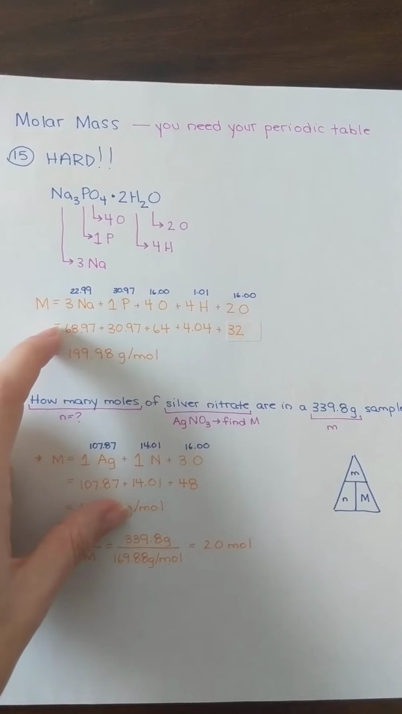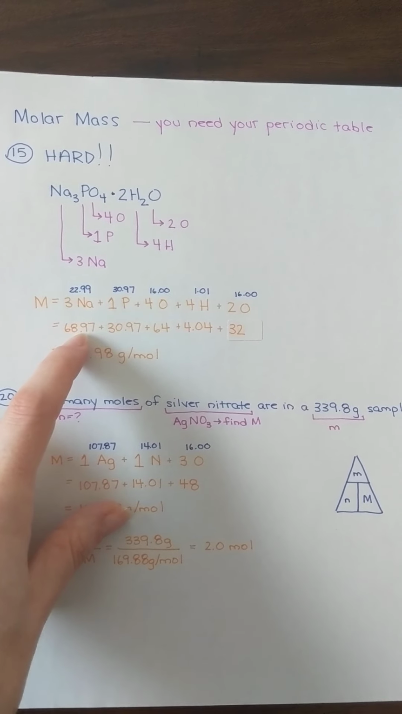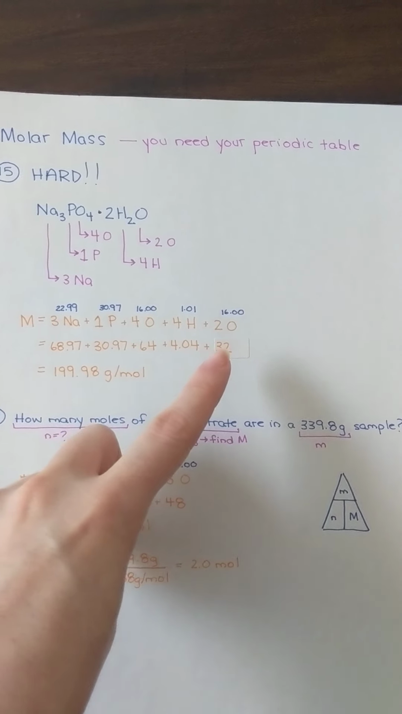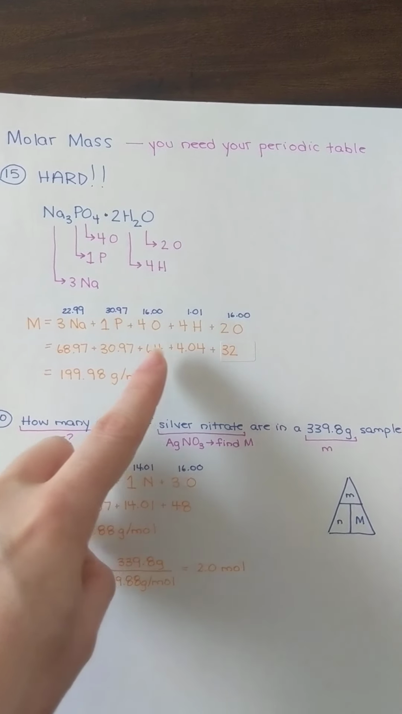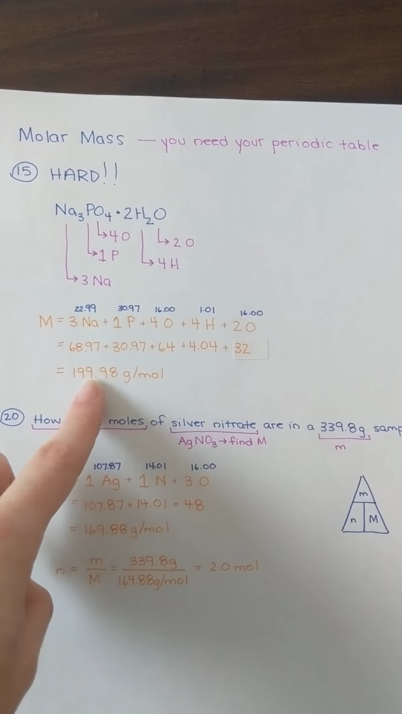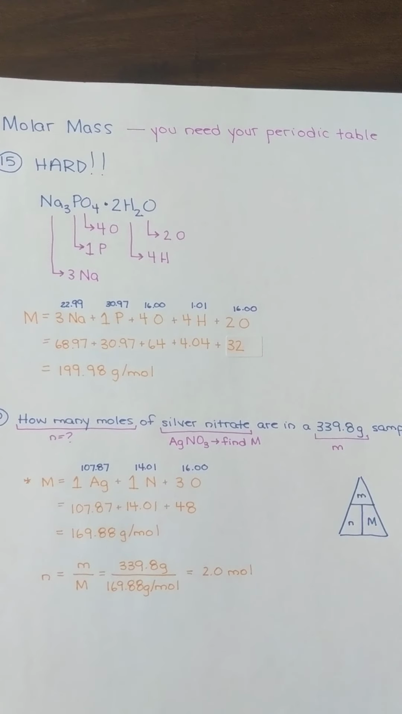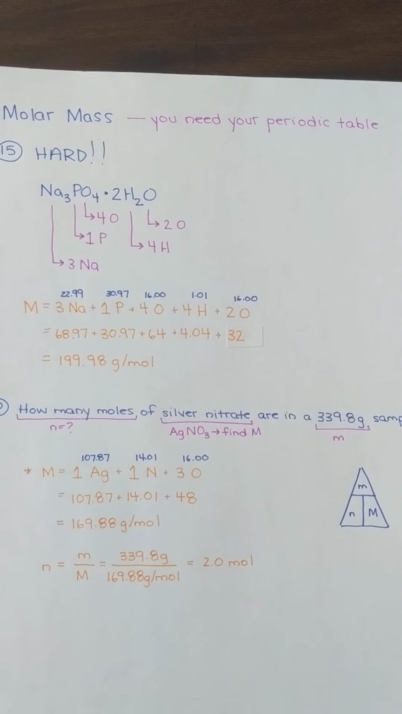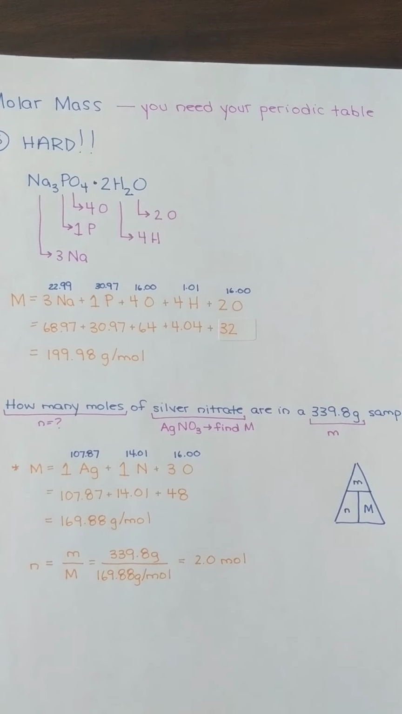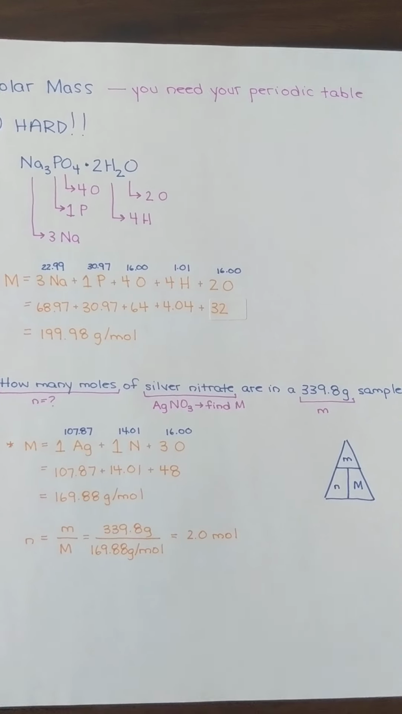So the next row, all I've done is 3 times this value equals 68.97. 1 times that value is this, and multiplied it out. And then I've taken all these values, added them together, and the overall molar mass of this compound will be 199.98 grams per mole. Depending on which periodic table you use, yours might be a small amount off from this value, but so long as it's roughly the same, everything's fine.